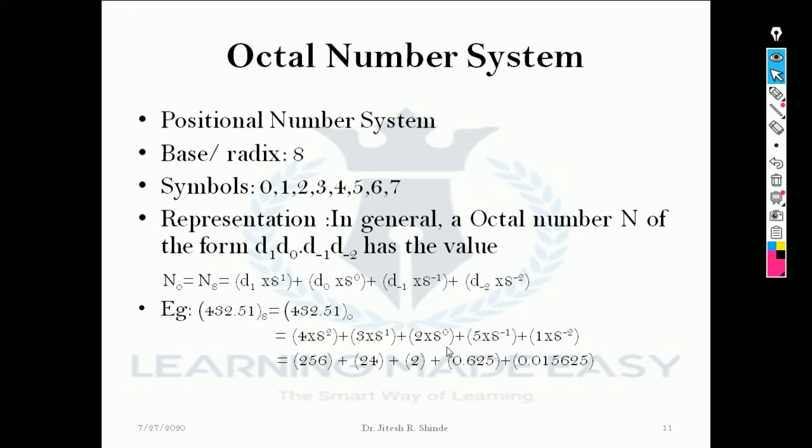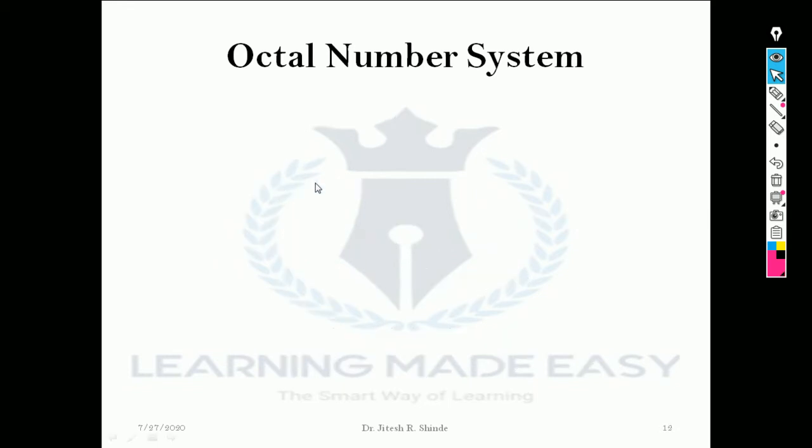On solving these brackets, what we are getting is 256 plus 24 plus 2 plus 0.625 plus 0.015625. The final answer we are getting is 282.640625 base 10. This was the concept we have studied in the positional number system. Thus, the concept of the positional number system gives an idea how we can convert a number specified in the octal number system to a decimal number system.